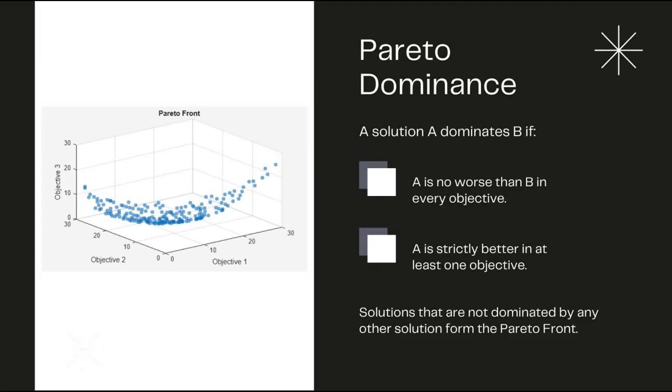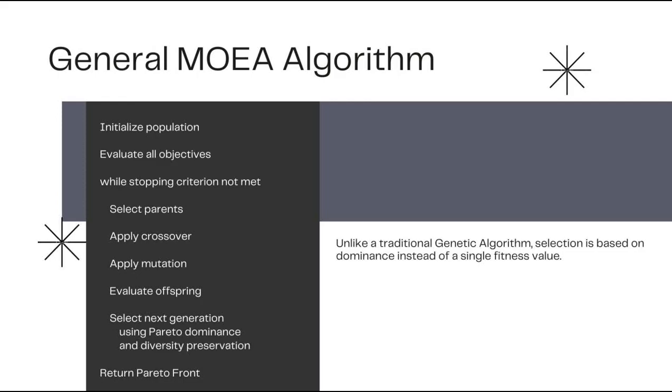Solutions that are not dominated by any other solution are called non-dominated solutions. The set of non-dominated solutions forms the Pareto Front. This concept is fundamental because it replaces the traditional idea of a single fitness function with a comparison based on dominance relationships. The Pareto Front is formed by the best available trade-off solutions.